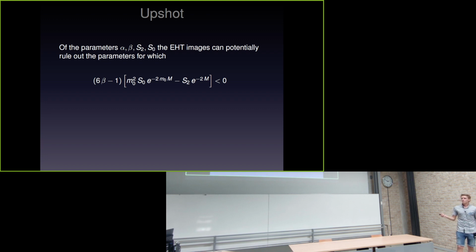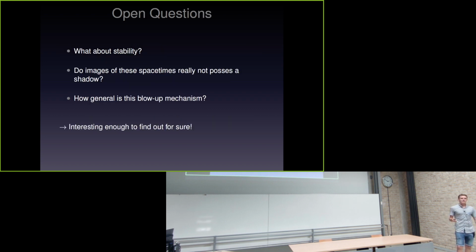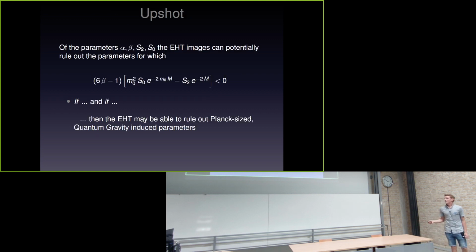even if m becomes the size of the mass of M87, well then, lots of ifs, this needs a lot more rigorous motivation, but then you could perhaps eventually rule out Planck-sized quantum gravity-induced parameters based on this mechanism that allows these small corrections to become big.